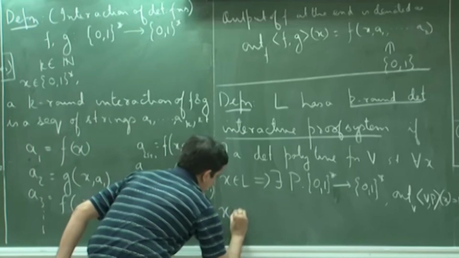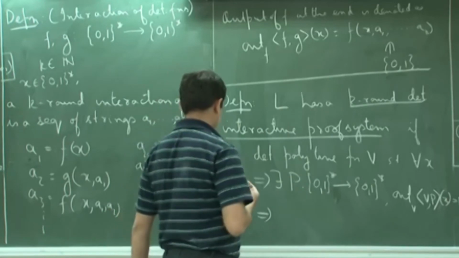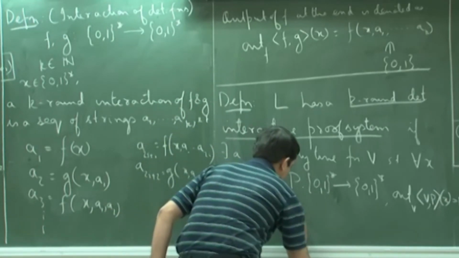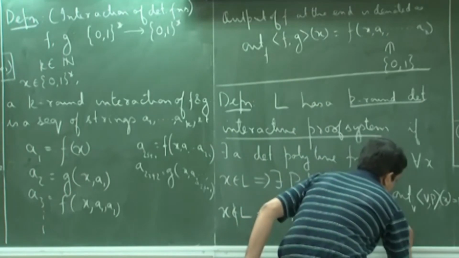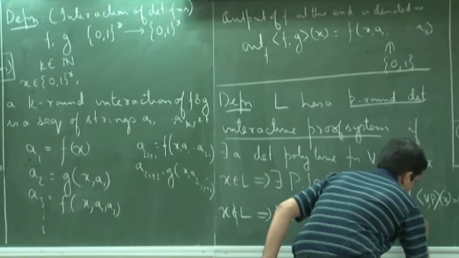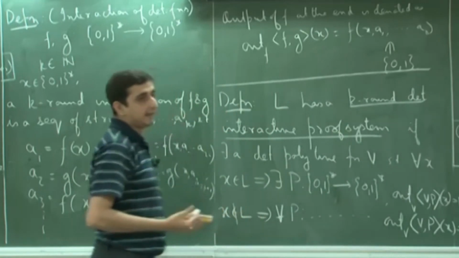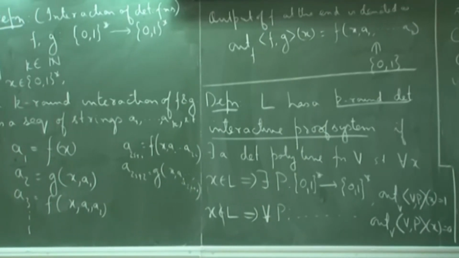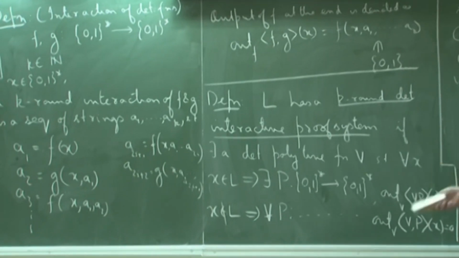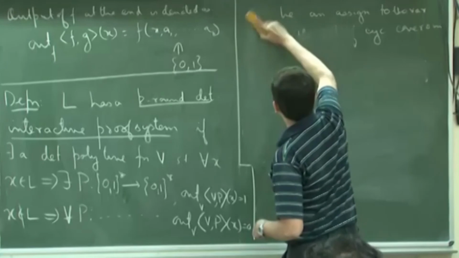And if x does not belong to L, then for all provers, I mean for all functions from strings to strings, the output is zero. So basically no prover can ever convince the verifier. There is no polynomial in the definition of a k round deterministic interactive proof system. Yeah, maybe we can make this more general, but k should be polynomial here.